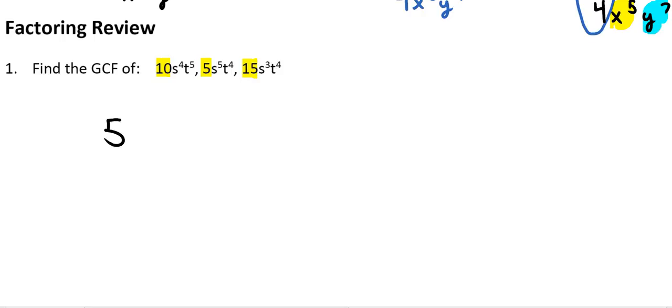And then the next thing I would do is look at the s variables: s to the 4, s to the 5, and s to the 3. The maximum number of s's that I can take out will be s to the power of 3. And then I look at my t's, and the maximum number of t's I can take out is 4, so that would be t to the power of 4. And that is my GCF right there.